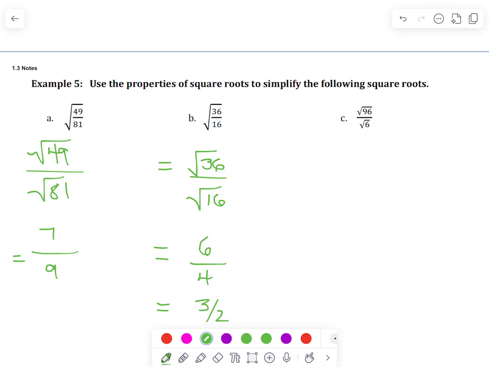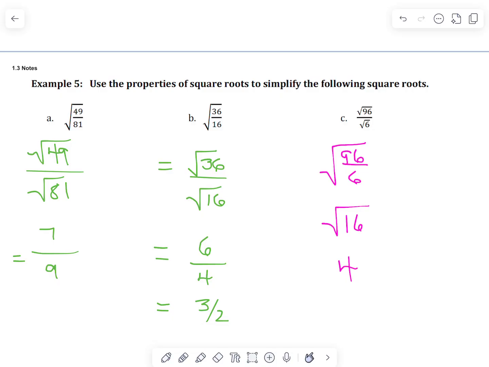All right, the next one here, we're not going to separate it, we're going to combine it into one radical. So we have now 96 divided by 6. And then we're going to reduce that fraction. So 96 divided by 6 is 16. And then the square root of 16 is 4. So again, that's the quotient property.